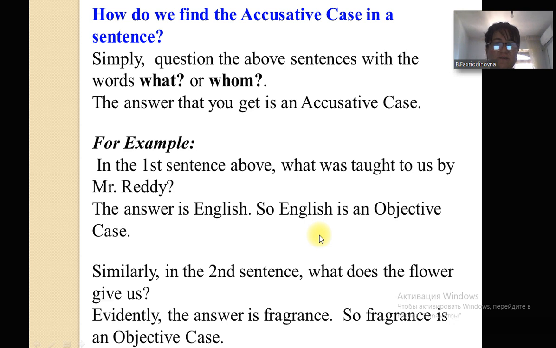How do we find the accusative case in the sentence? Simply question the above sentence with the word what or whom. The answer that you get is the accusative case. For example, in the first sentence above, what was taught to us by Mr. Reddy? The answer is English, so English is the objective case in this sentence. Similarly, in the second sentence, what does the flower give us? Evidently, the answer is fragrance. So fragrance is the objective case in the sentence.